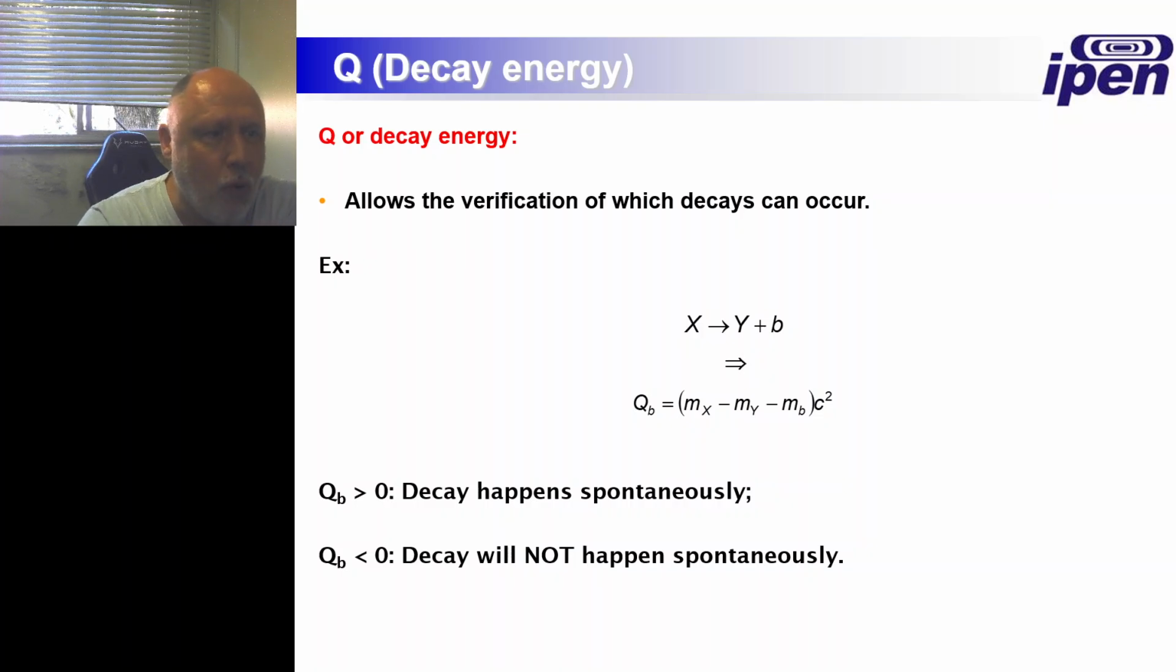So, what is this Q we're calculating here? It's the energy emitted in a decay, right? It's the energy that is released in a decay.